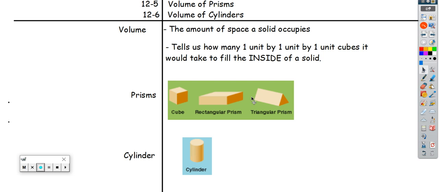What is volume? It's the amount of space a solid occupies. In other words, it tells us how many 1 unit by 1 unit by 1 unit cubes it would take to fill the inside of a solid.